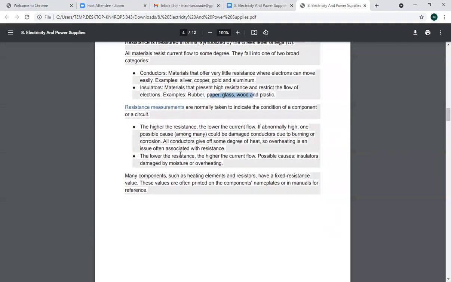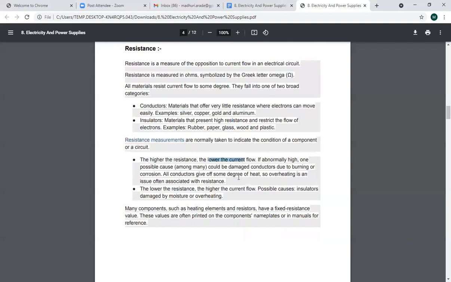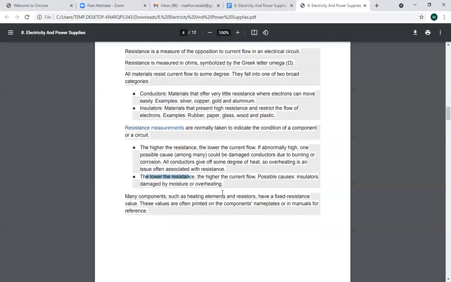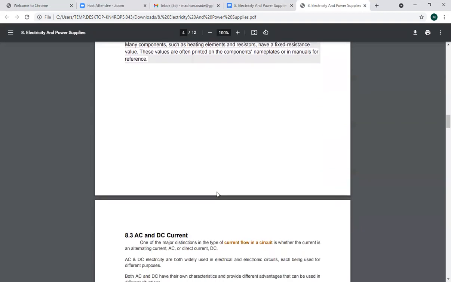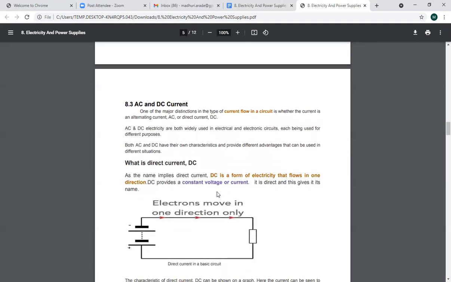So this is a resistance: high resistance will carry the low current flow, and if the low resistance is there, then it carries the high current flow. So they are the reverse of each other, inversely proportional to each other. Now, these are some basic components. Already I have shared some YouTube videos about it yesterday, so just go through this concept in detail.